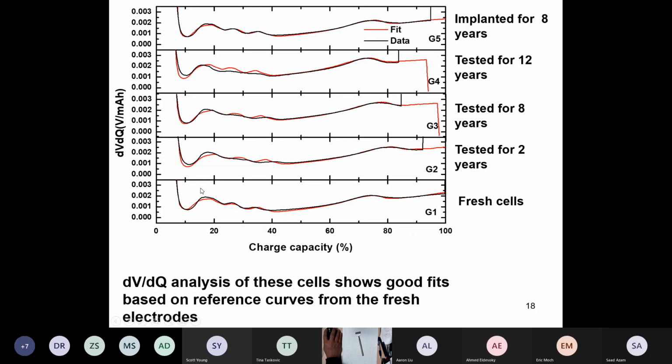Then we did DVDQ analysis for fresh cells, tested for 2 years, tested for 8 years, tested for 12 years, and actually implanted in a biomedical device inside human beings. These are neurostimulator cells that power neurostimulators, implanted in a human for 8 years and then taken out and studied. The fits we're showing here are decent, but these don't really tell you very much. What you really want to do is look at the voltage versus capacity curves. So we'll do that.